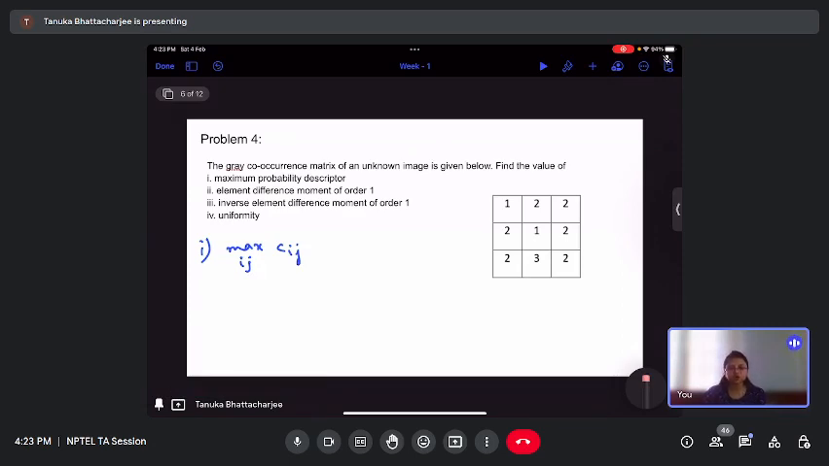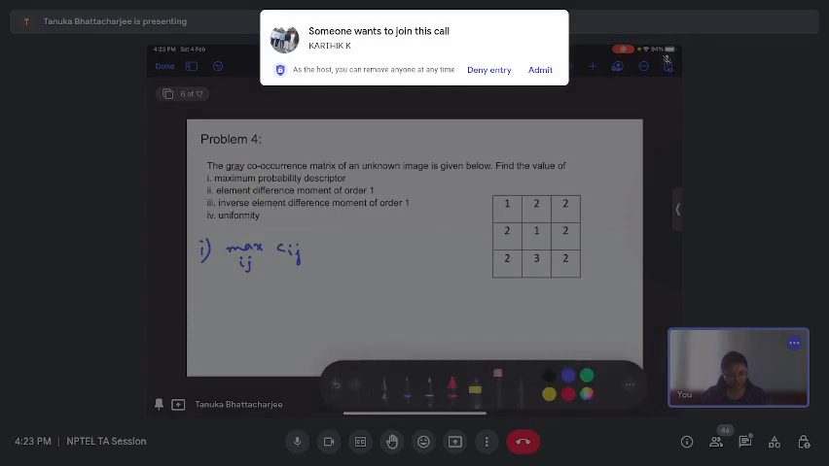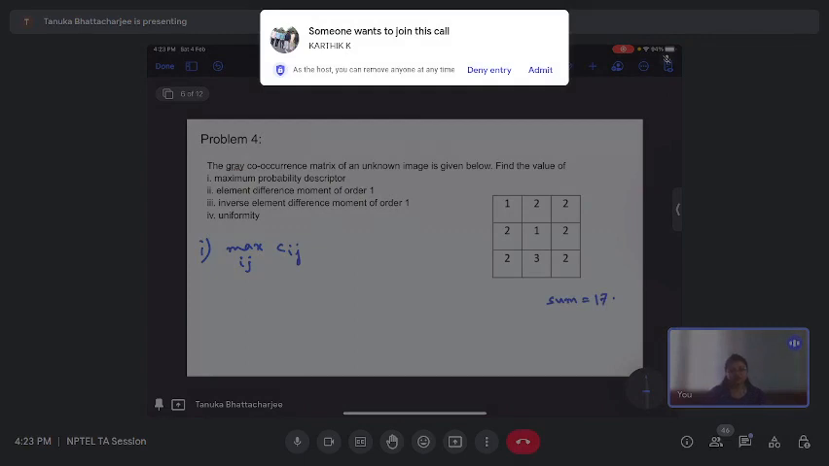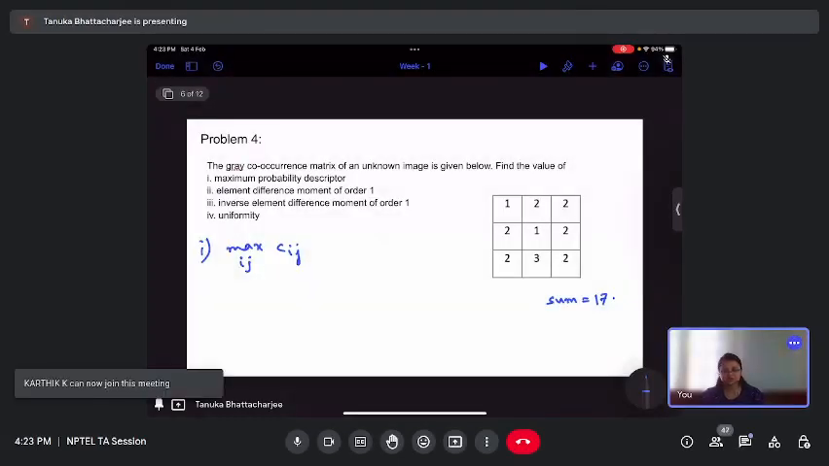To normalize you have to sum all the entries, and if you sum these entries here, the sum amounts to 17. If you want to take the maximum, as you can see this is 3 in this particular matrix. So, the maximum probability descriptor will be 3 by 17. You just take the maximum element in the matrix and normalize it by the sum of the matrix to get the maximum probability descriptor.